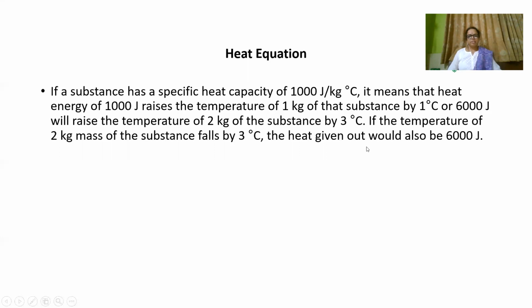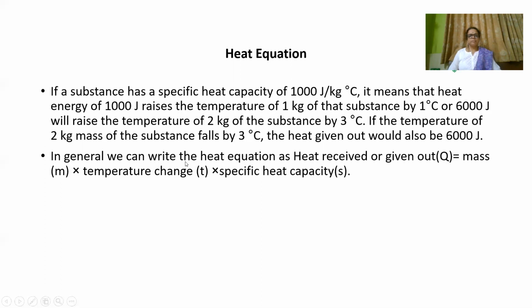If the temperature of 2 kg mass of the substance falls by 3 degree centigrade, then heat given out would be 6000 joule. In general, we can write the heat equation as heat received or given out equals mass into temperature change into specific heat capacity, or Q equals M into T into S.